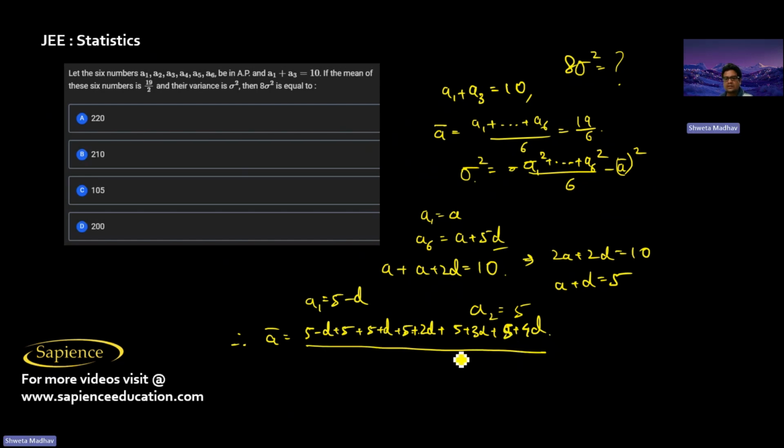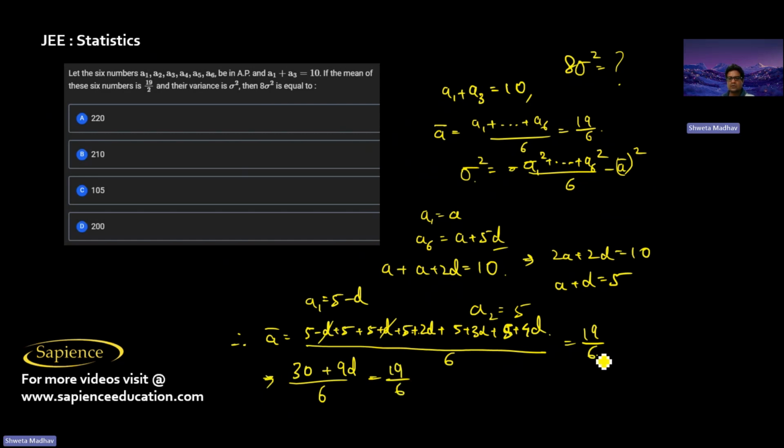That divided by 6 is equal to 19 by 6. So from here, D we can find out. Therefore, this D and D will get cancelled. And 5 has been added 6 times, so 6 by 30. Then plus this is 2D. 2D plus 3D, that is 5D. 5D plus 2D, that is 9D. 9D by 6 is equal to 19 by 6.